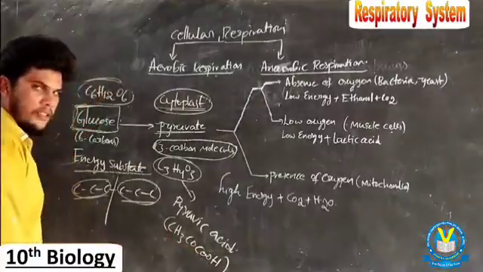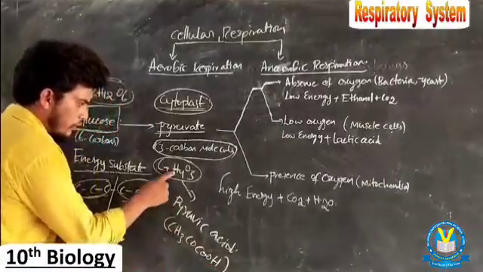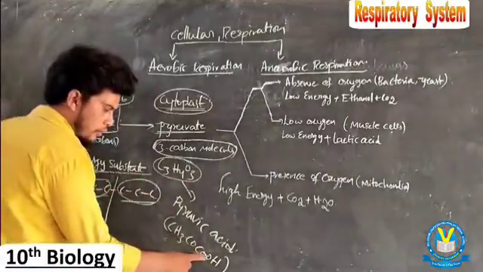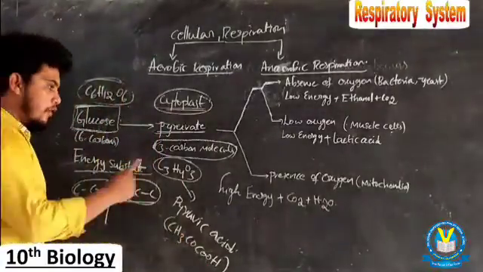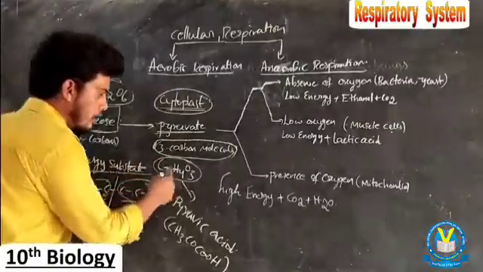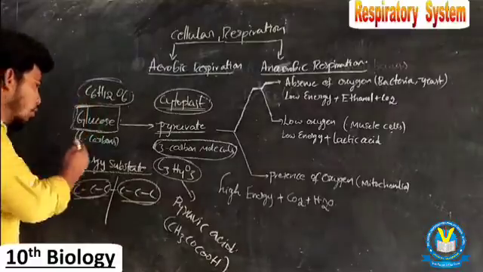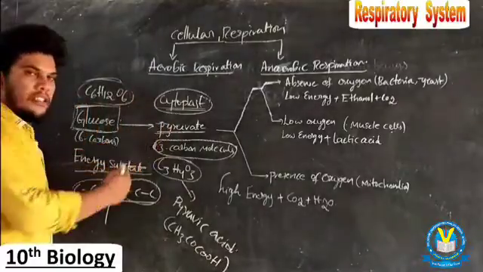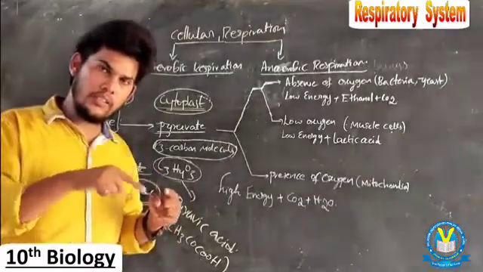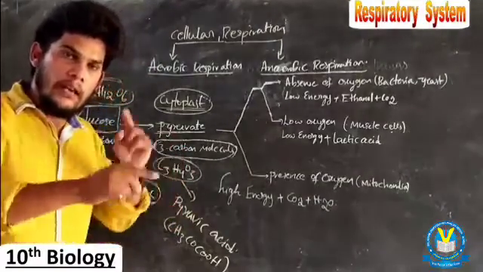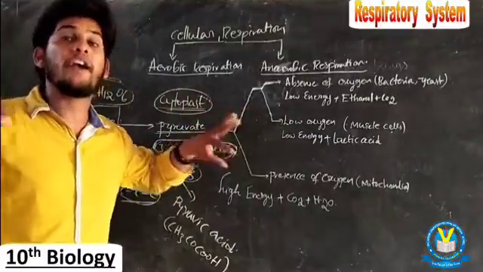Let's count: 1, 2, 3 carbons; 3 hydrogens here and 1 hydrogen, total 4 hydrogens; and 3 oxygens. So that is the formula of pyruvic acid. If you write it in the form of pyruvate, you can write C3H4O3. So glucose with 6 carbons breaks down into pyruvate containing 3 carbons.